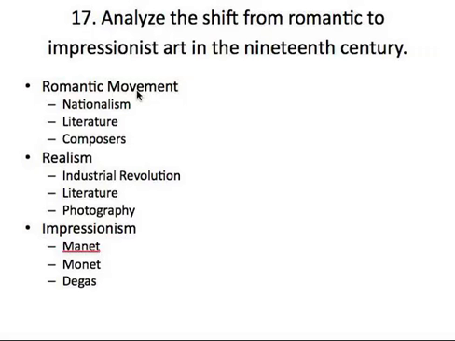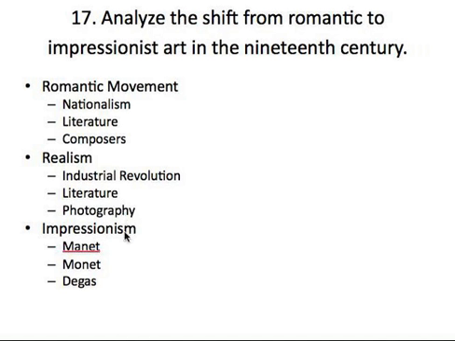Hi, this is lecture 17, Analyze the Shift from Romantic to Impressionist Art in the 19th Century. We're going to talk about the Romantic movement, nationalism in the Romantic movement, literature in the Romantic movement, and composers in the Romantic movement. Then we'll talk about Realism, which is the next art movement after Romanticism, its connection to the Industrial Revolution, literature that's realist, and then photography.